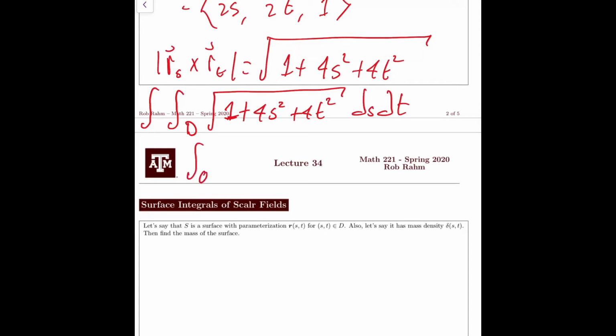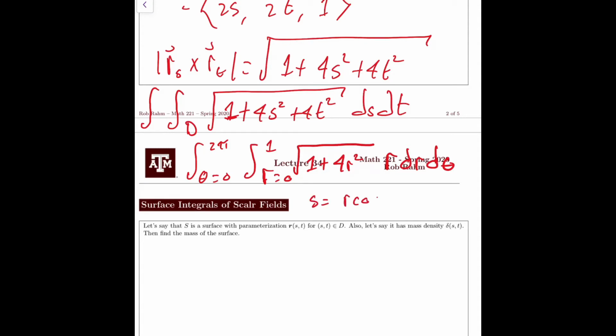So theta is going to go from 0 to 2 pi. r is going to go from 0 to 1. Don't forget to write the r dr d theta. And now the function that you're going to integrate is the square root of 1 plus 4r squared, because in polar coordinates, s squared plus t squared is equal to r squared. So explicitly, s is equal to r cosine theta, and t is equal to r sine theta, for example. You could do it the other way around, it doesn't matter.